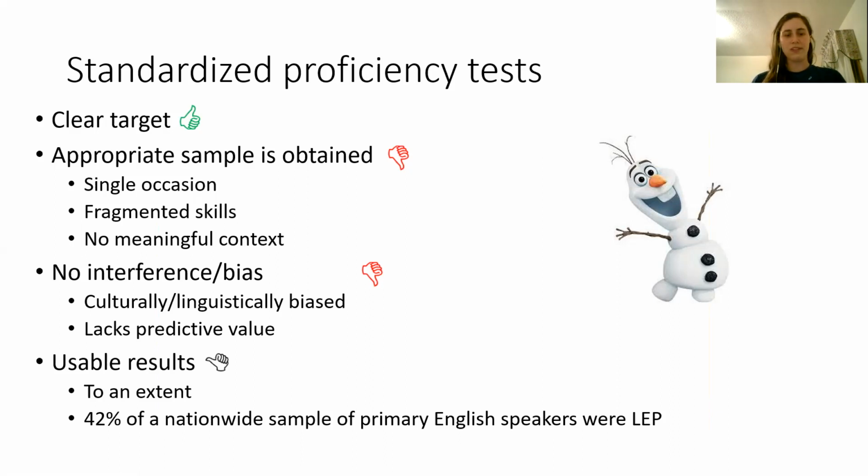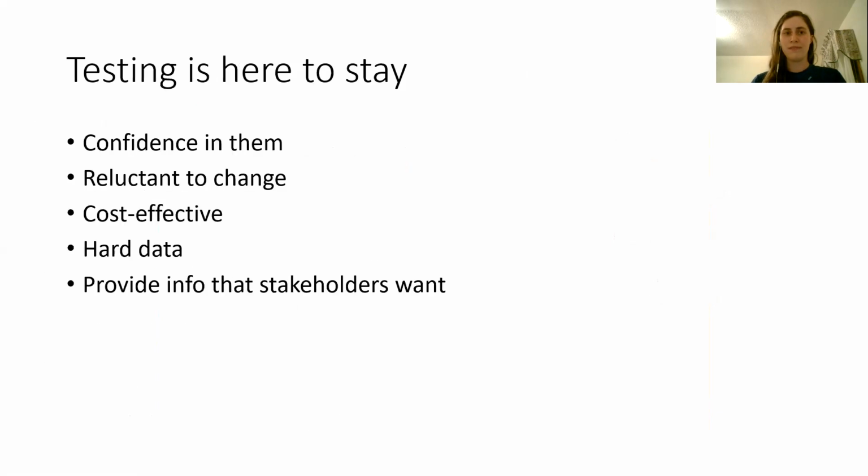Also, the results are somewhat usable. They get you in the ballpark, but the book mentions they gave the proficiency test to primary English speakers in a nationwide sample, and 42% were classified as limited English proficient. So it's not super usable.